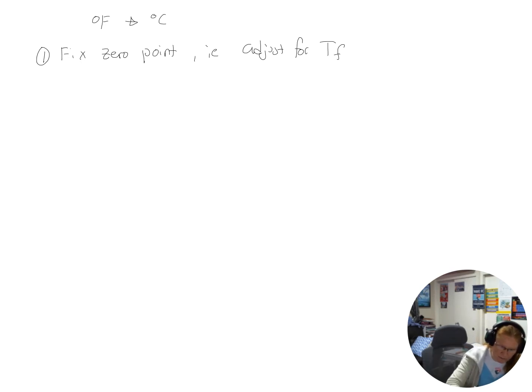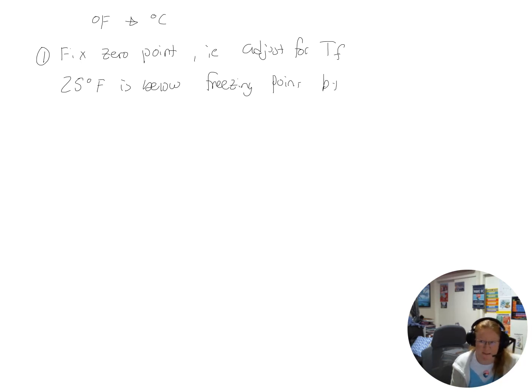All right, so what we have is 25 degrees Fahrenheit is below, okay, it's below the freezing point by how many degrees? What's the difference between 25 and 32? I just gave it away. 25 and 32, it's 7. So 25 degrees Fahrenheit is below the freezing point by 7 degrees Fahrenheit. Okay, so there's my fixing to the 0 point.